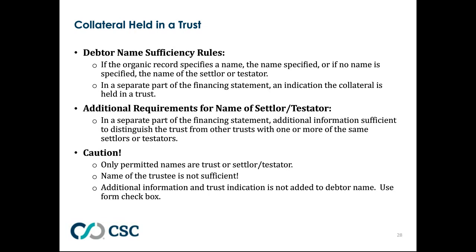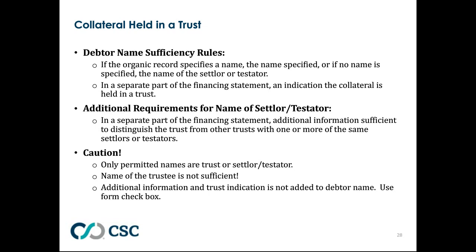The additional information and trust indication, if the name of a settlor or testator is provided, goes in a separate part of the financing statement. It must not be provided in the debtor name fields. If it is provided in the name field, that information becomes part of the name provided on the financing statement, and that string of text will not equal the string of text that represents the correct name of the debtor. The search logic will not find it, and as a result, it will render the financing statement seriously misleading and not effective in many, many cases if additional information is provided.